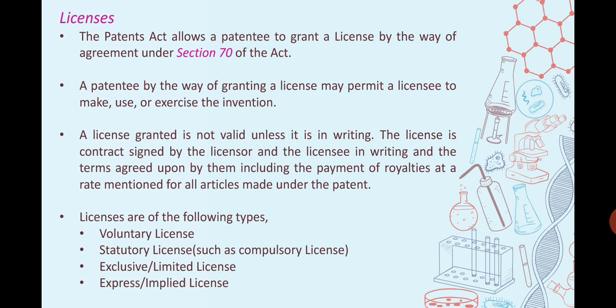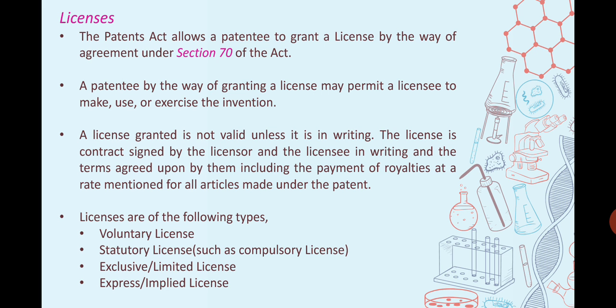The licenses, like assignment, can be of the following types. One is voluntary license, wherein the patent holder suo motu, that means on his own, by his own wish, goes on granting license to the licensee. The other type is compulsory license or statutory license, which we have already looked at, wherein the government or any judicial authority or any law goes on granting compulsory license to the licensee.